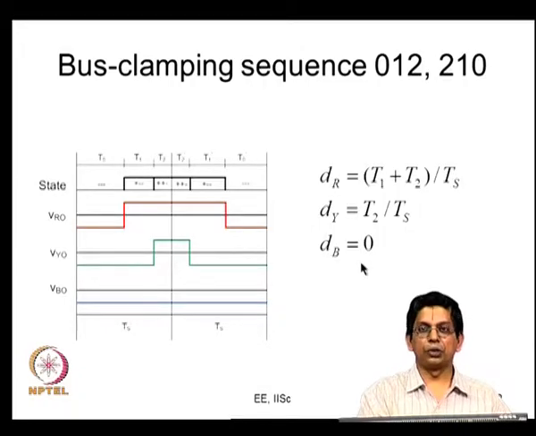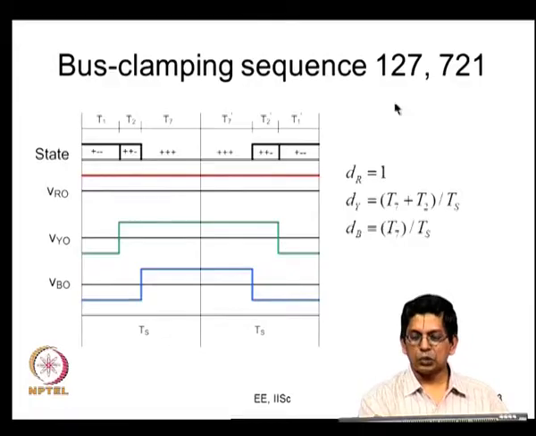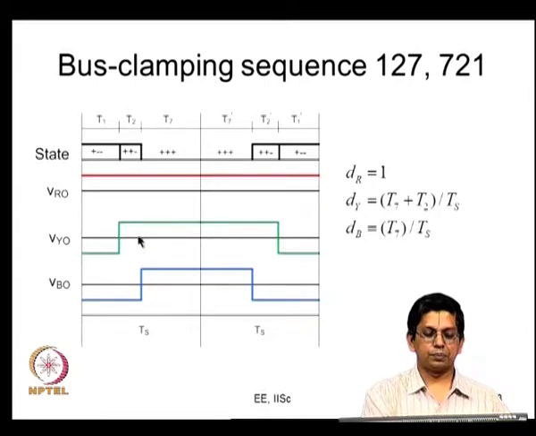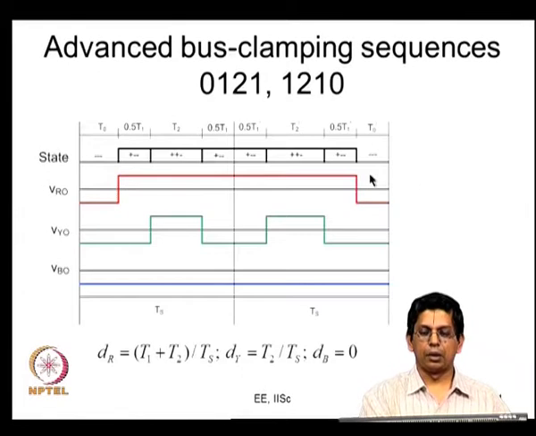So, it is 0. Similarly, if you look at the sequence 1, 2, 7 or 7, 2, 1, the R phase top device is always on. So that duty ratio is 1, dY is given by the duration T2 plus T7 by Ts, and dB is given by T7 by Ts. So for conventional or any bus clamping methods, you can look at them like this and evaluate your duty ratios.